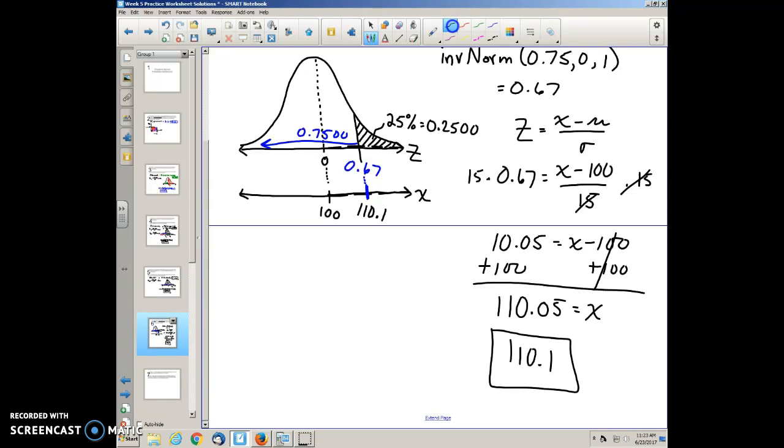is the IQ score such that 75% of all IQ scores are below it and 25% are above it. Now, this is not a good picture because the z-score should actually be moved over left a little bit. That's why I erased those numbers earlier.